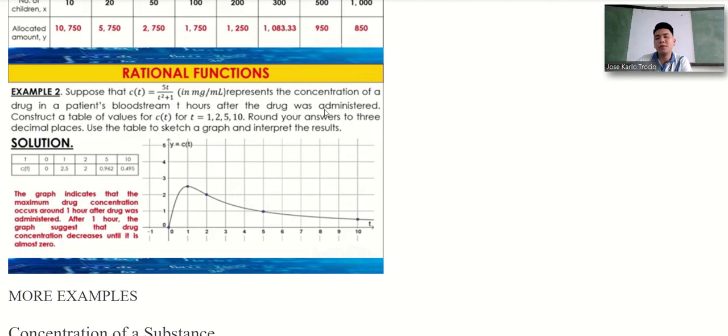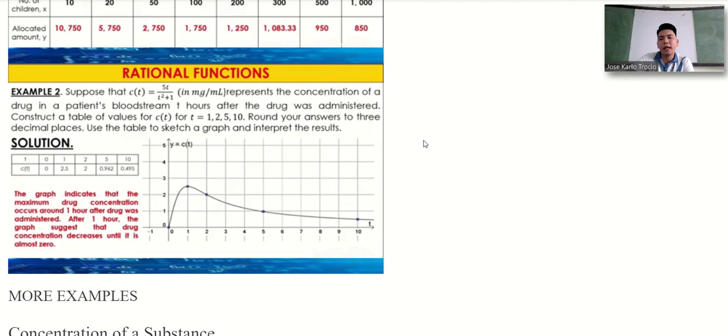So example number 2, this is in the medical field. Suppose that C of t is equal to 5t over t squared plus 1, in milligrams per milliliter, represents the concentration of a drug in a patient's bloodstream, t hours after the drug was administered. Construct a table of values for C of t for t is equal to 1, 2, 5, 10. Round your answers to 3 decimal places. Use the table to sketch a graph and interpret the results.